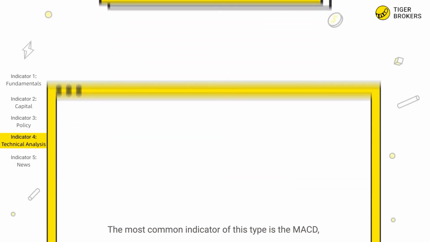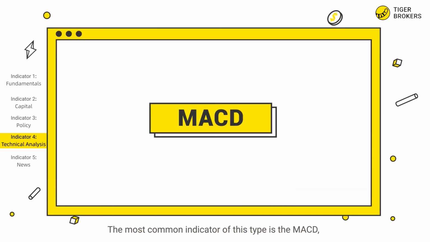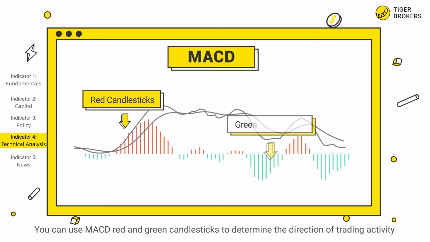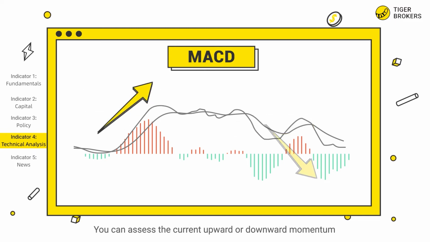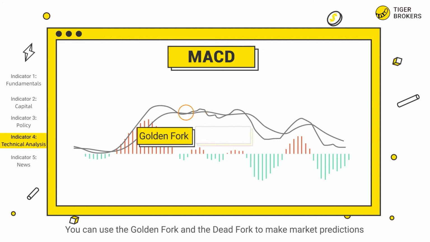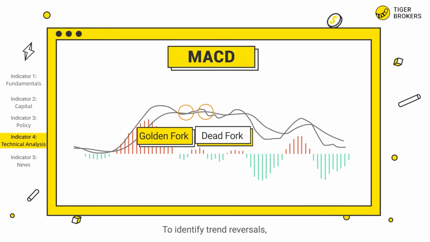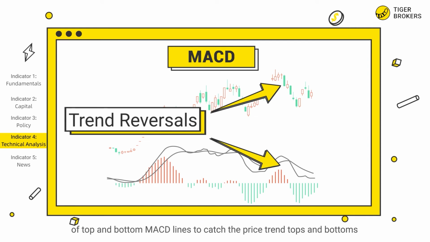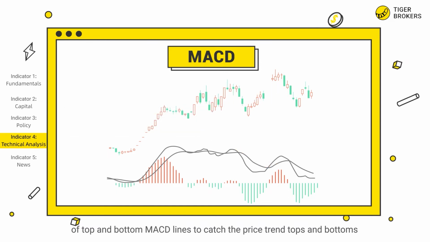The most common indicator of this type is the MACD, which can be used in many ways. You can use MACD red and green candlesticks to determine the direction of trading activity. You can assess the current upward or downward momentum according to the length and color of the candlesticks. You can use the golden fork and the dead fork to make market predictions. To identify trend reversals, you can use the divergence or convergence of top and bottom MACD lines to catch the price trend tops and bottoms.